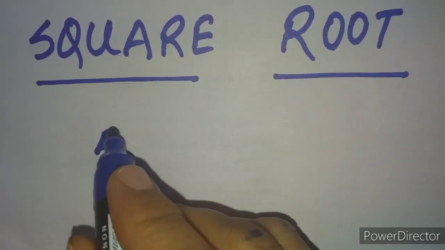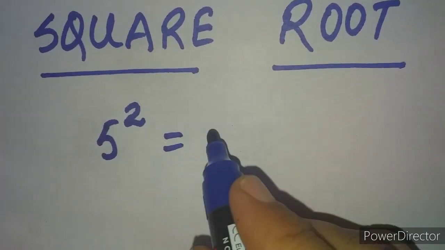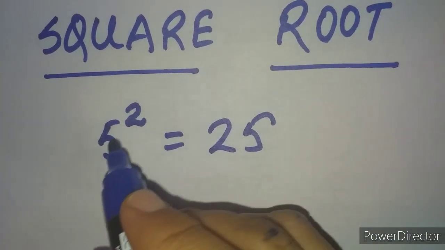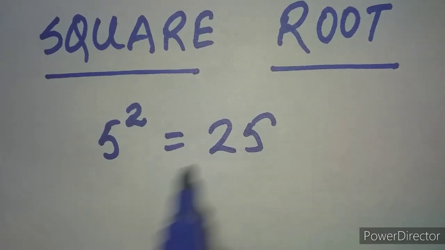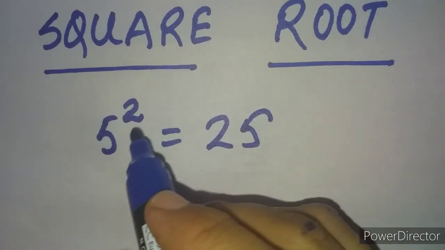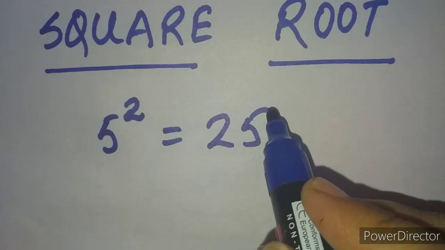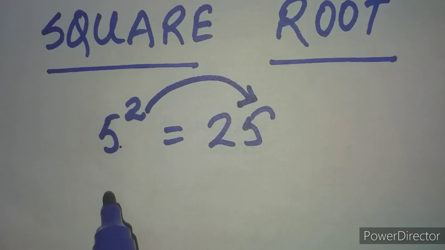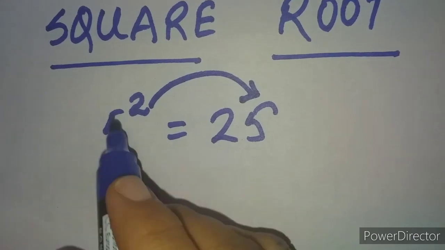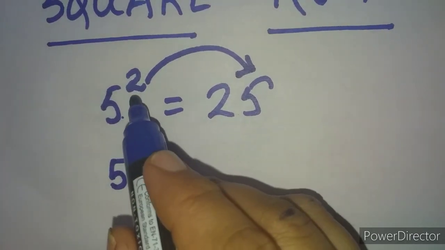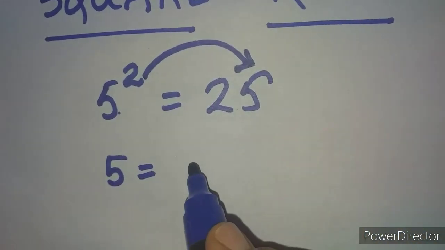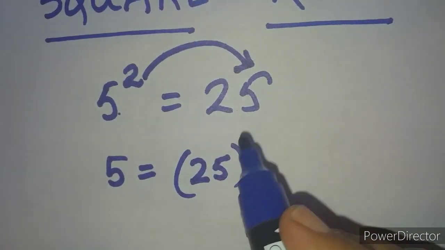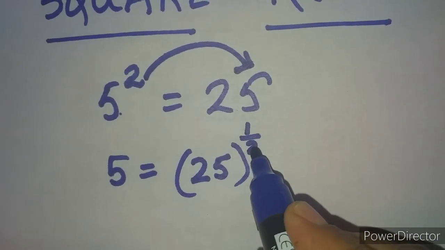Suppose I write here 5 square. 5 square is 25. All of you know 5 square, right? 5 square is 25. Suppose I have to shift this power 2 to the other side. If power 2 shifts to the other side like this, what will remain here? Here we will be left with only 5. And 25, with power 2 gone to the other side, will become power 1 upon 2.